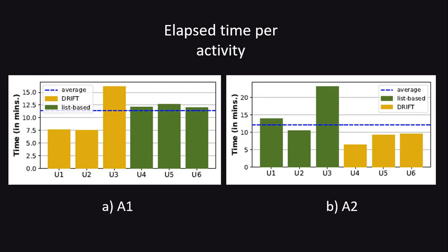Elapsed time per activity. In Figure 8a, we notice that all list-based users spent almost the same time to perform this task. In Figure 8b, one can rapidly notice that Drift users obtained the 3 lowest times for this activity. Based on our evaluation, we confirm our initial hypothesis. Users of Drift will spend less time answering questions that require a global analysis of the corpus, with no significant loss in precision.